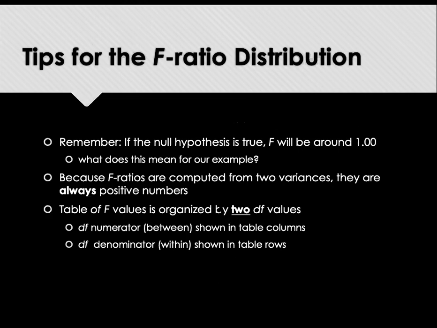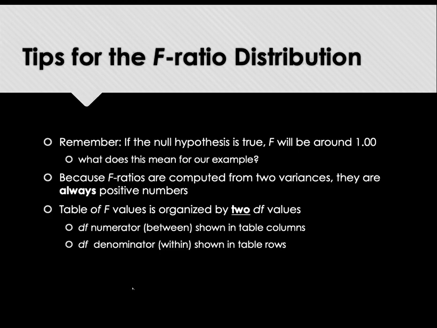Tips for the F ratio distribution. We have an F value now, and just like with the t-test hypothesis testing we did, we have to compare our F obtained with an F critical value, right? In deciding whether to reject or fail to reject the null, we have to decide, is our F value in the critical region or not? And remember, if the null hypothesis is true, F will be around 1, and our F is like 22 point something.